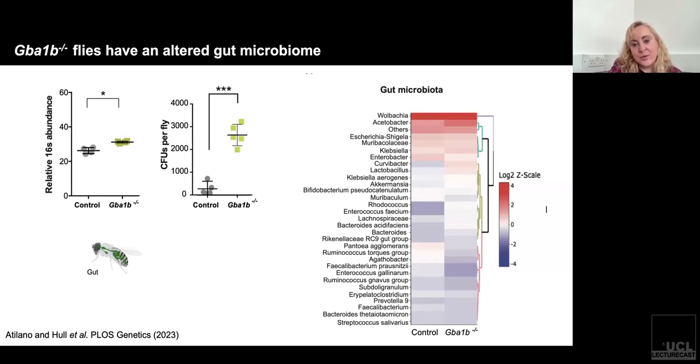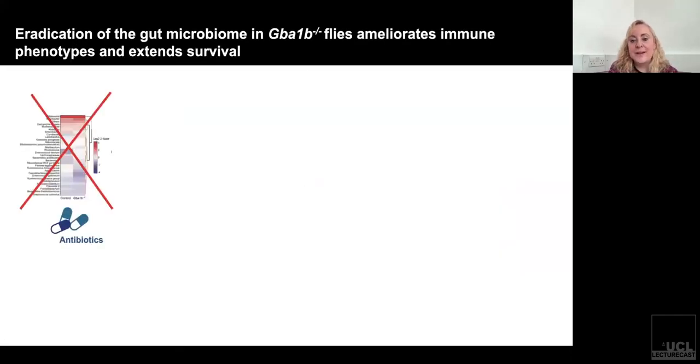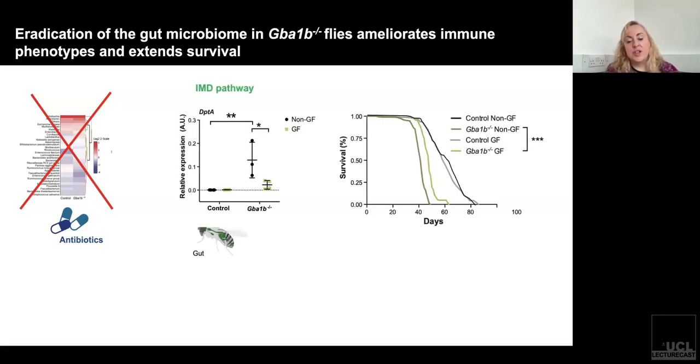The next obvious question we wanted to ask is what would happen if we completely eradicated that gut microbiome? And so in this case, that means rearing the flies under germ-free conditions and treating them with a cocktail of antibiotics. And to our surprise, what we found was that GBA knockout flies that were reared under germ-free conditions had an innate immune response in the gut wall that went back down towards control levels. And this was also associated with an increase in survival. So the GBA knockout flies reared under germ-free conditions had a better survival than those reared under standard conditions.